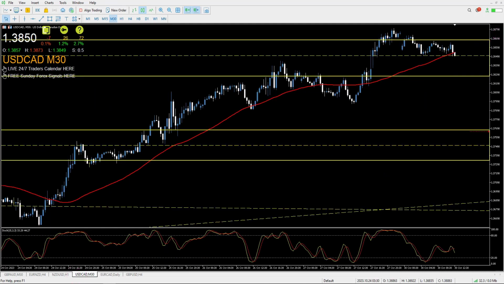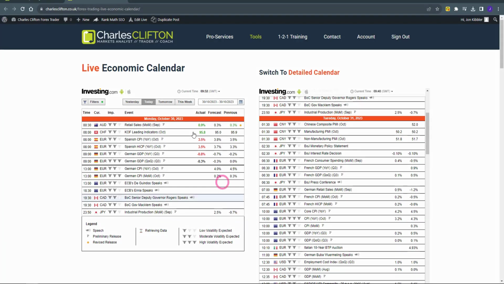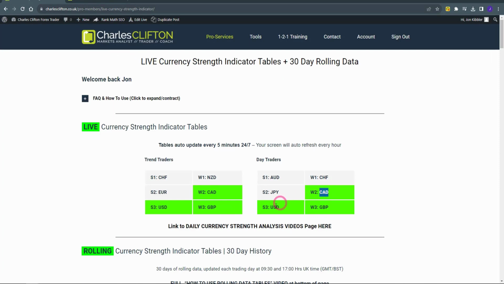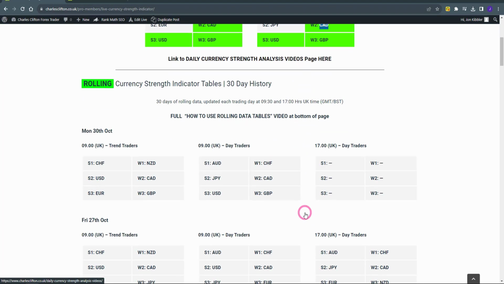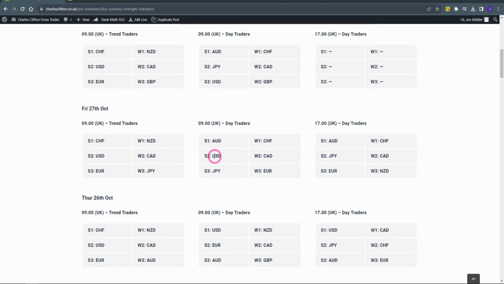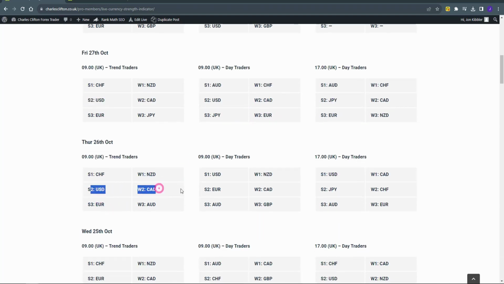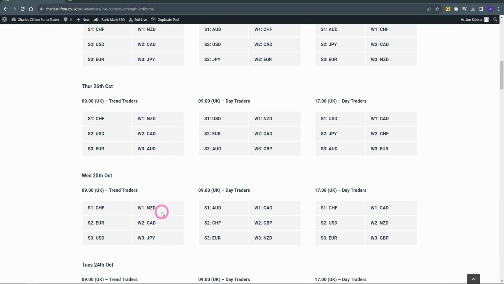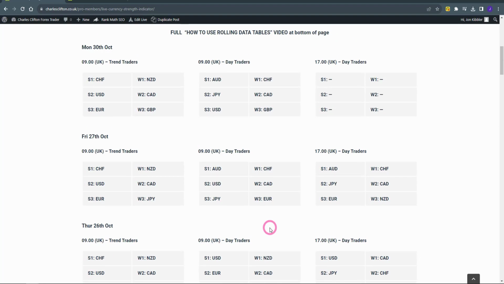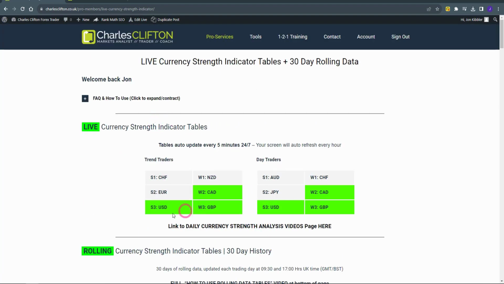Dollar CAD obviously featured very heavily on the tables last week as well. If I just bring that back in, we can see here that dollar CAD was here. If I go back to our rolling data as well, you can see Friday dollar CAD appeared as well. It also appeared on Thursday as well as Wednesday. So it featured very heavily for us last week.